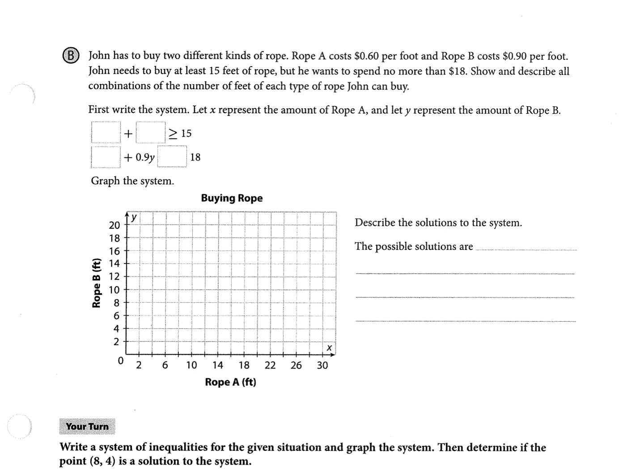First, write a system. Let X represent rope A and Y represent the amount of rope B. Then we have the 60 cents per foot of rope A, the 90 cents for B, and it says that he wants to spend no more than 18, so less than or equal to 18. And now we're going to graph the system.